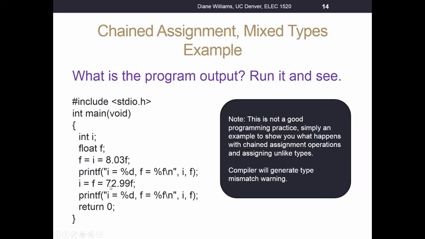Now in this example, 72.99 is a floating point constant. You're trying to assign it to a float, so there's no truncation. So f will get the value of 72.99. This whole expression evaluates to 72.99. It's assigned to I. Because I is an int, it's going to truncate the 0.99. I will get a value of 72.